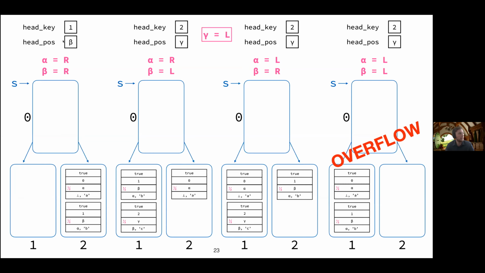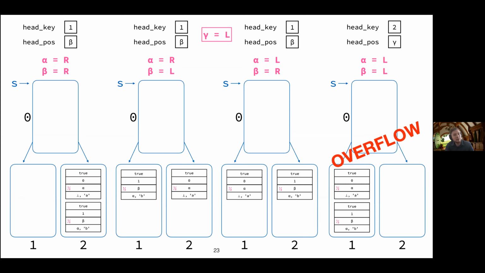The reason that this is updated to beta is because, remember, we stored beta, which refers to the previous head of the stack, when this block was pushed. So again, for this second configuration, we see that disappear. This is 1, and this is beta. Third configuration, the block disappears, head key becomes 1, head position becomes beta.